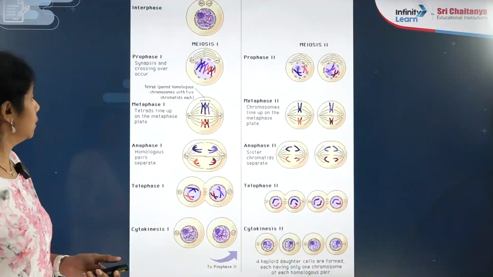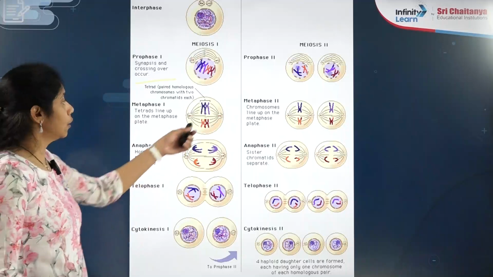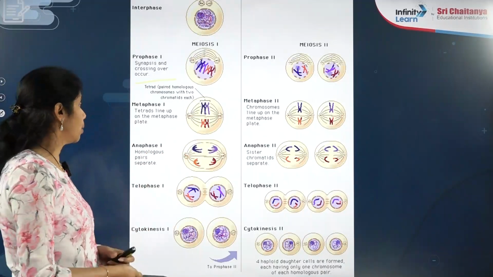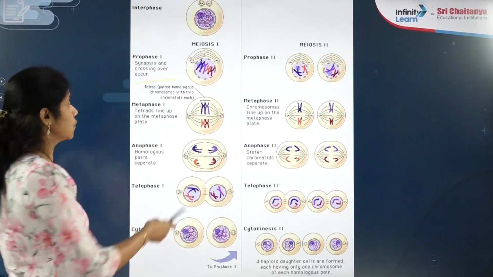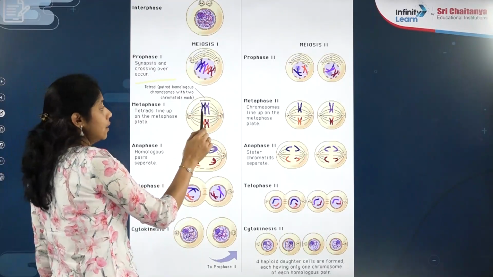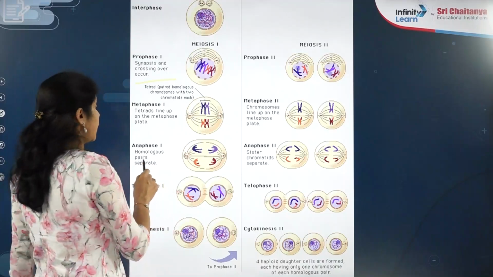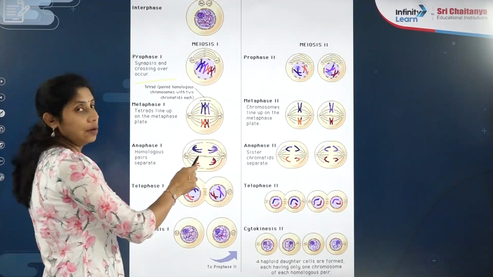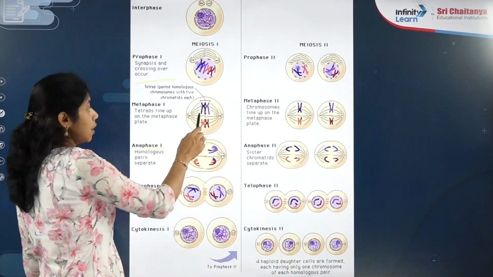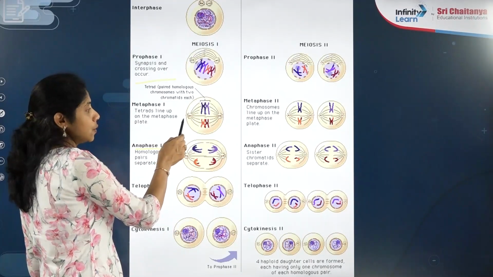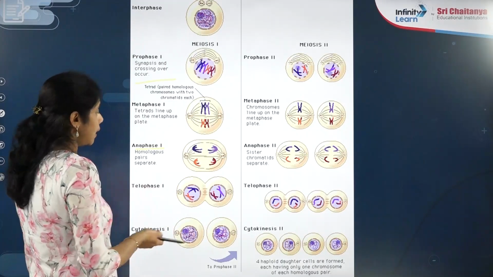Now in meiosis I, we have completed prophase 1. Next, metaphase 1, all the chromosomes are arranged on the equatorial plate. Then in anaphase 1, the homologous chromosomes which are placed on the equator, the bivalent, get separated. Segregation of homologous chromosomes occurs in anaphase 1. Because of a bivalent, one chromosome will move towards this pole, another chromosome of the pair will move towards the opposite pole. That happens in anaphase 1.